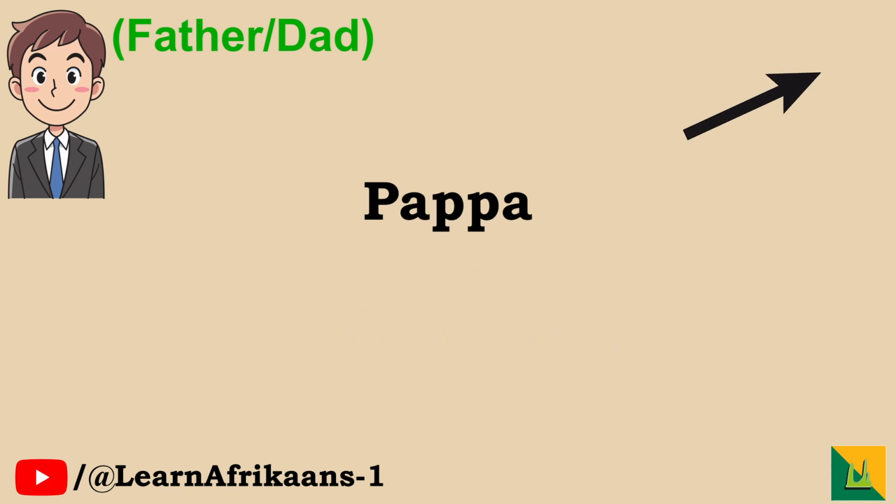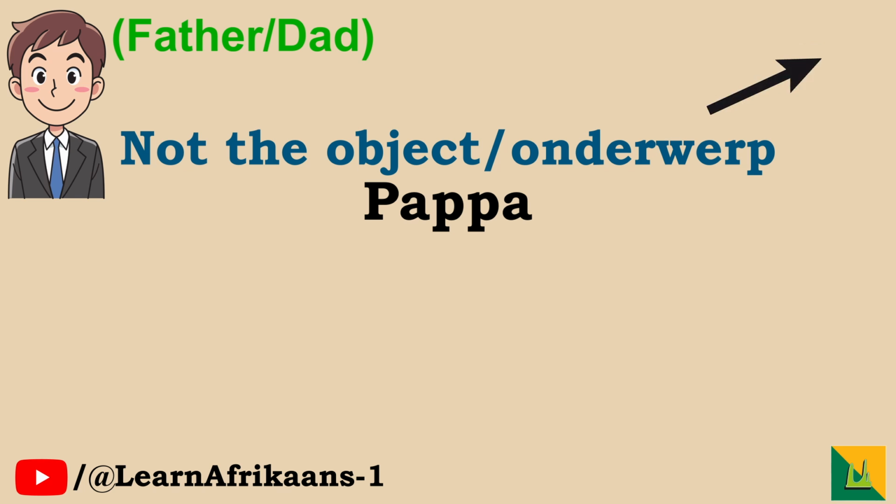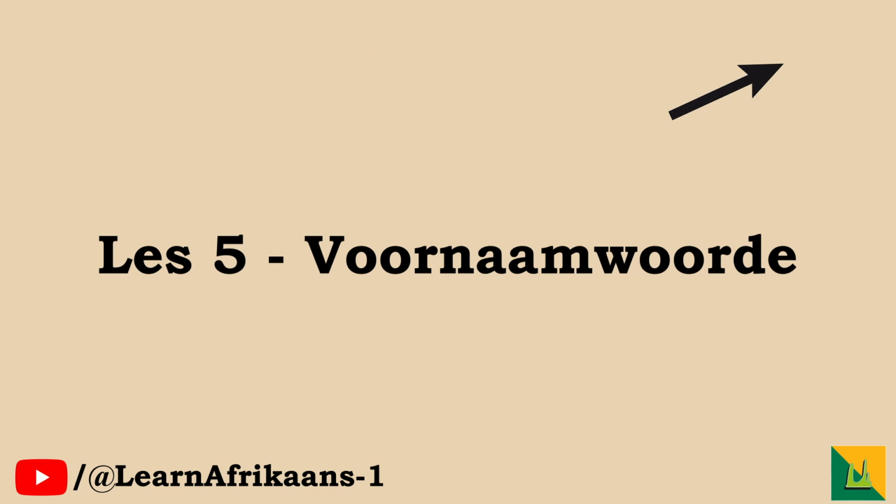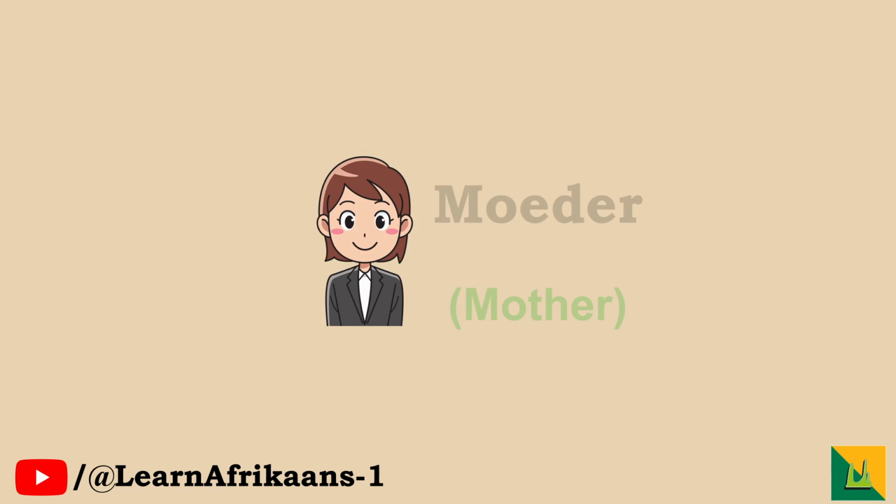Papa is a voornaamwoord that usually doesn't occur as the object, onderwerp, of a sentence. What this means is that when words like my, sy, haar of jou appear before, you would use pa instead of papa. We look at some sentences shortly. For more about voornaamwoorde, you can watch our lesson about it. Before we do that, firstly let's do the mother.